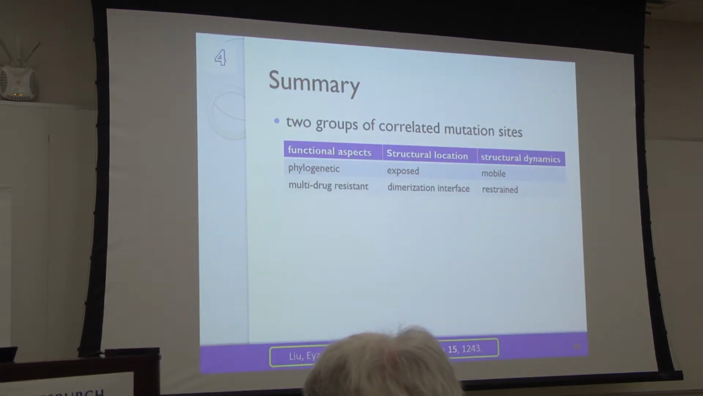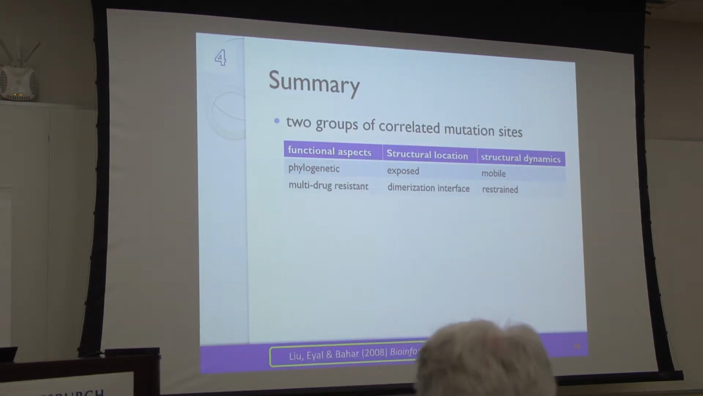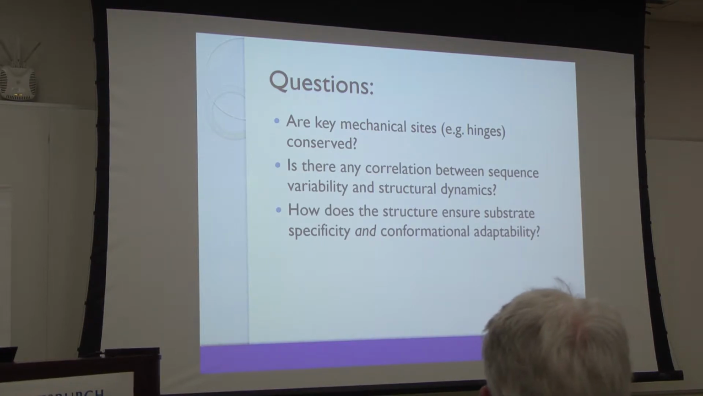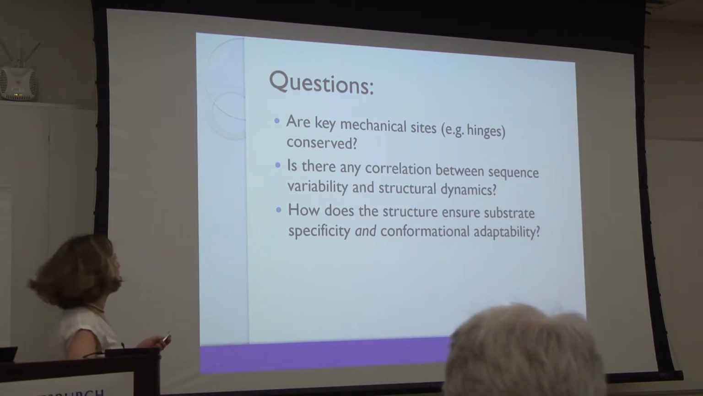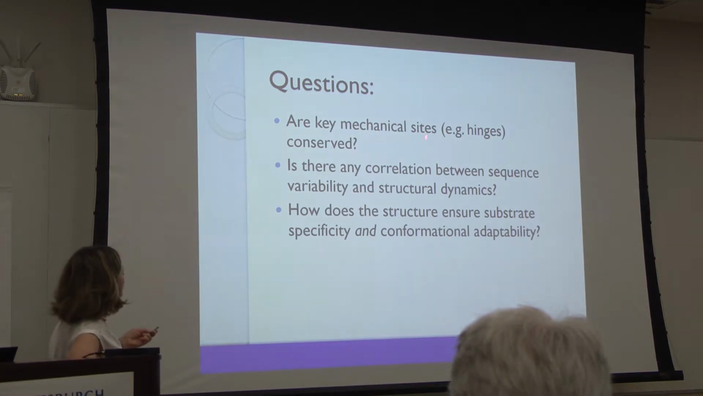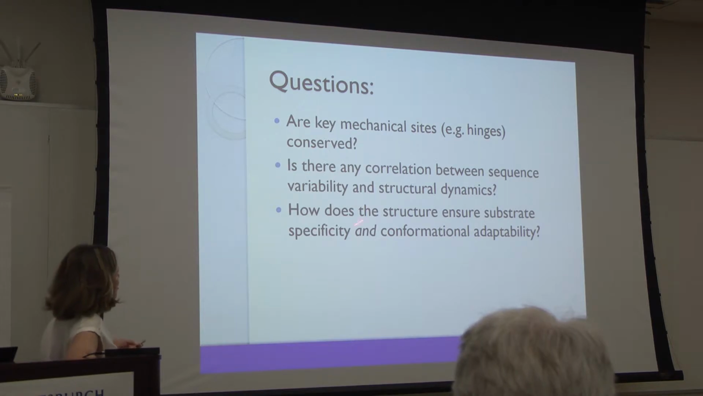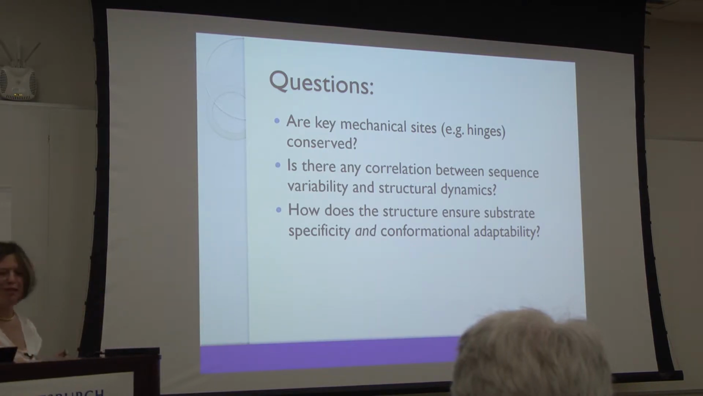So here, I'll skip that because I'm going to come back to that later on. So then we want to really elaborate more, do more systematic analysis. Are there any key residues? Are they hinges conserved, etc.? These are the questions that I've already asked.